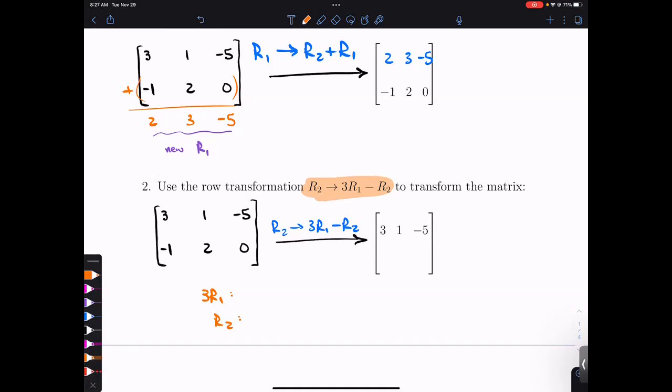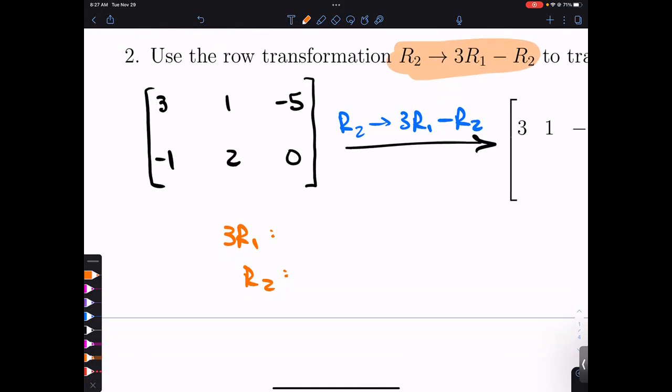Okay, so we want 3 times row 1. Row 1 is 3, 1, -5. So what's 3 times row 1? 9, 3, -15. Minus row 2. Okay, so row 2, I'm just going to copy down. -1, 2, 0.